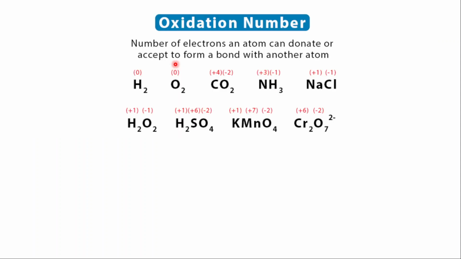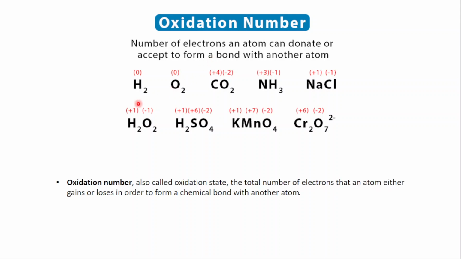Now, what is the oxidation number of a compound? The number of electrons an atom can donate or accept to form a bond with another atom is the oxidation number of the element. So the number of electrons which it can donate or accept for a bond formation. Oxidation number determination has some set of rules, such as all elemental states have zero oxidation number. The definition says oxidation number, also called oxidation state, is the total number of electrons an atom either gains or loses to form a bond with another atom.